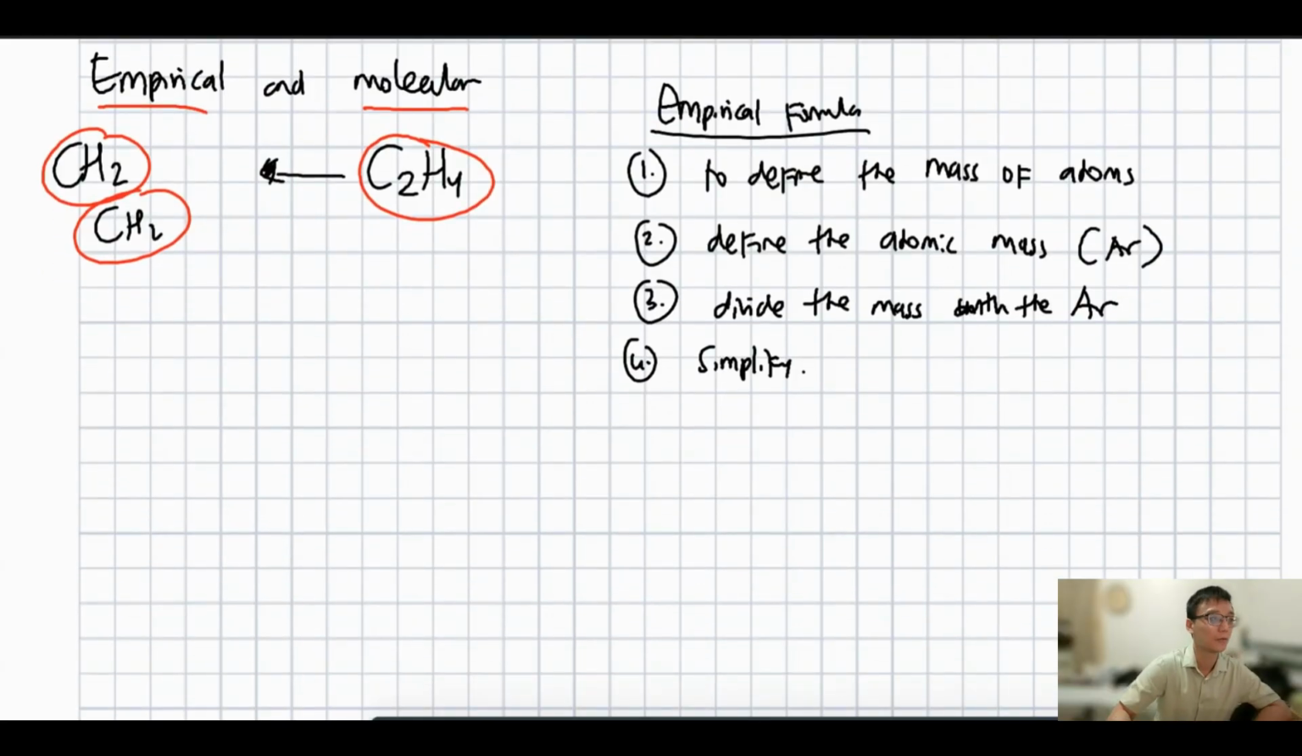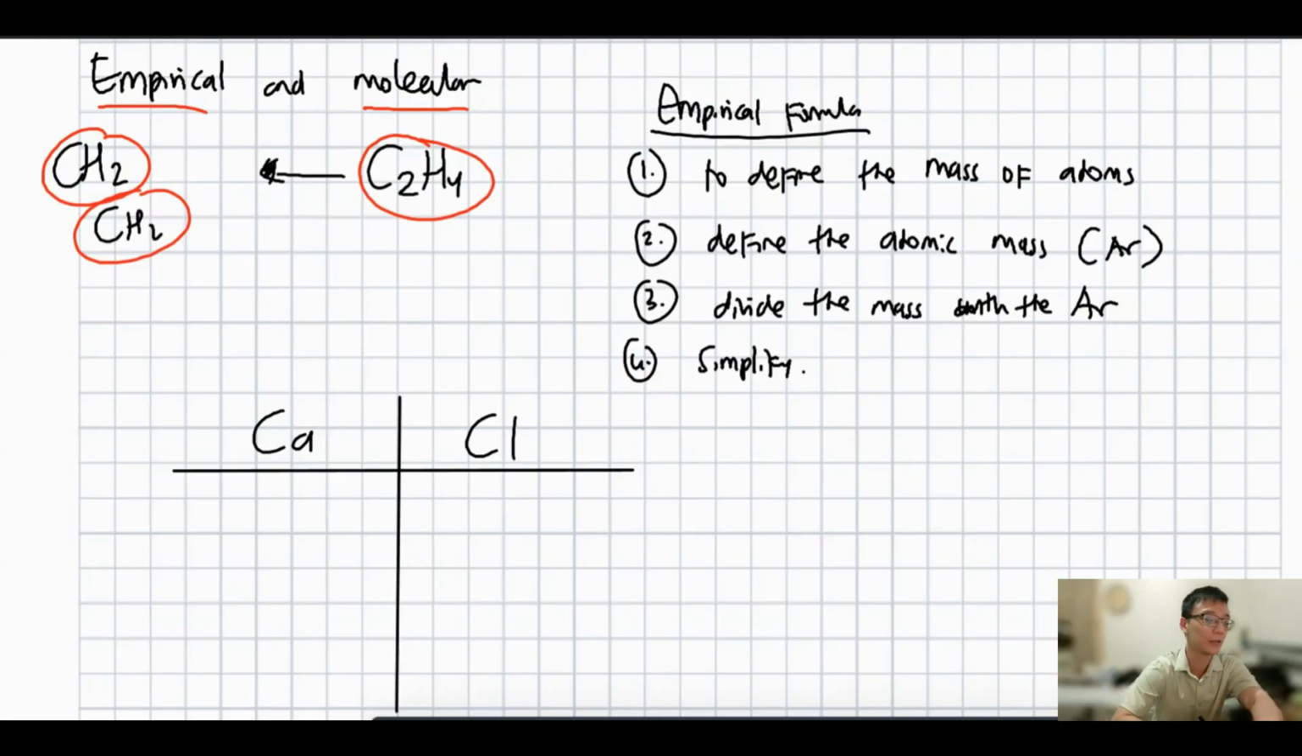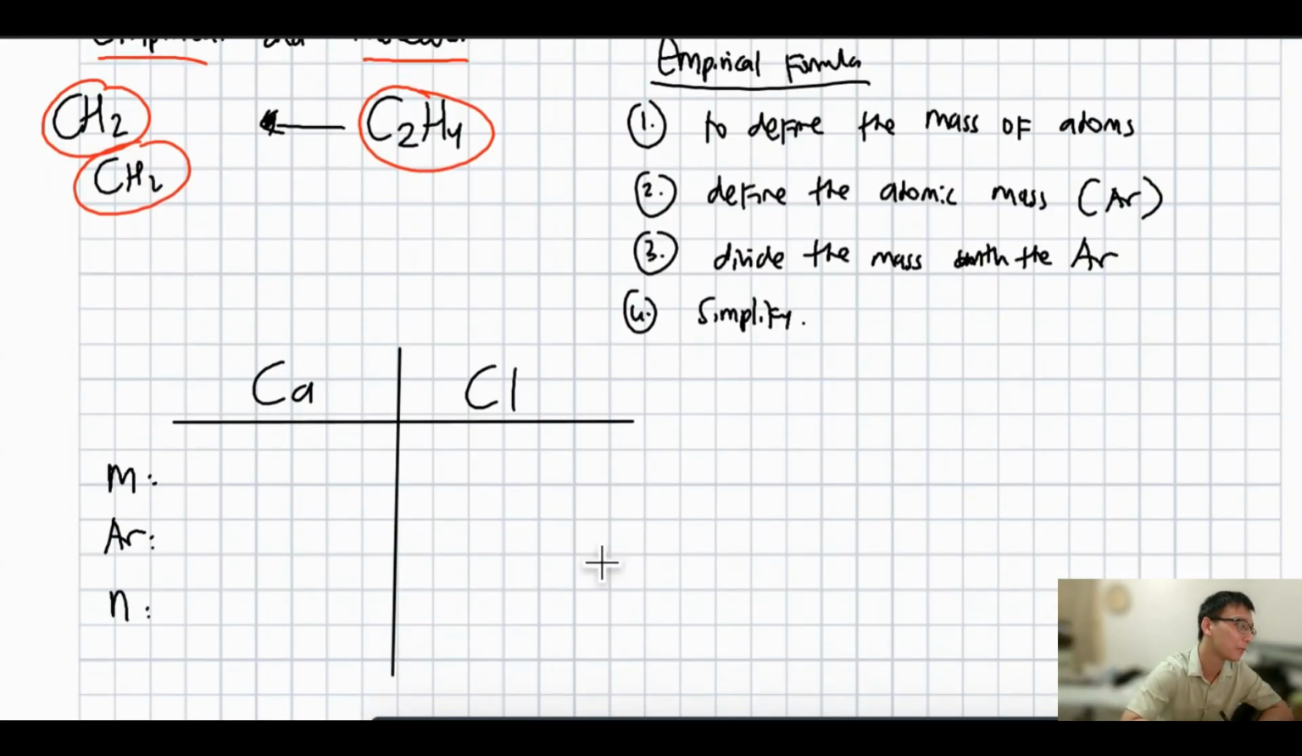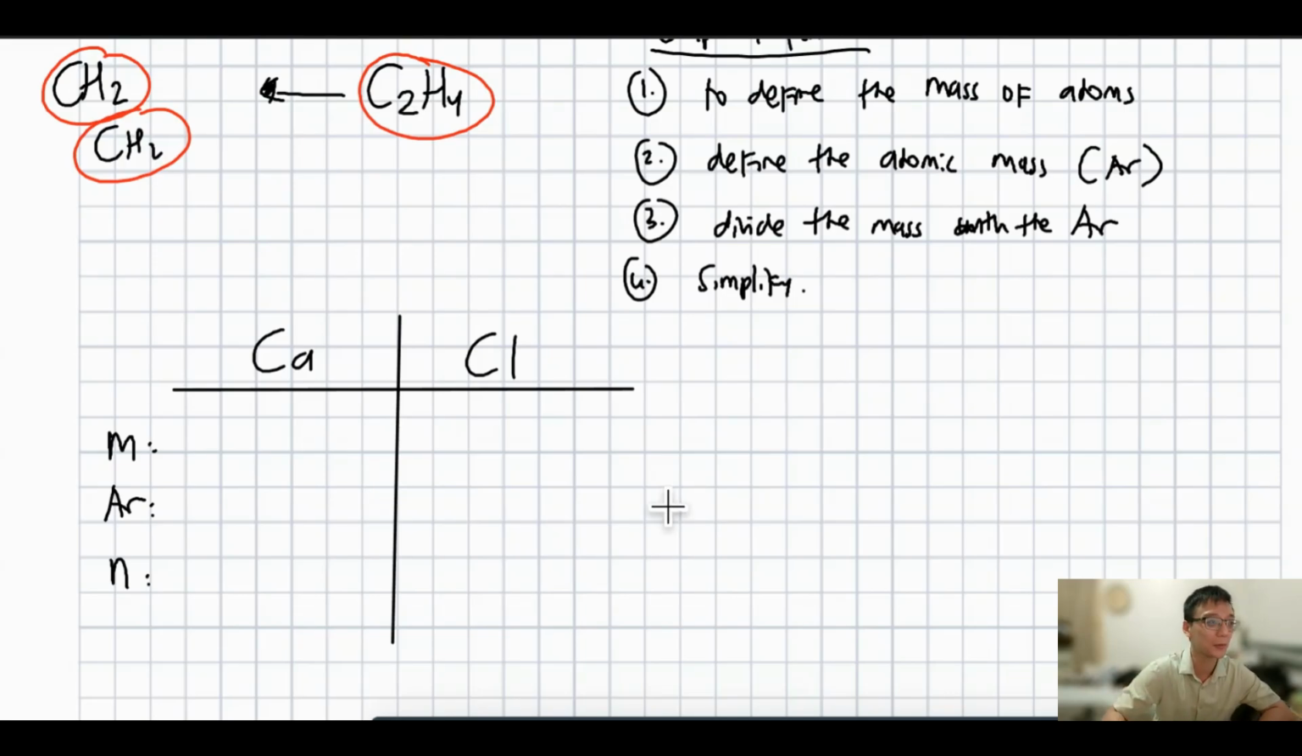simplify. For example, you're given calcium and chloride. This is a simple example. So I suggest that you make a table. Always make a table because it will make your life easier. So write down mass, AR, and mole. Because mass divided by AR is mole. So let's say that you're given 0.9 gram of calcium and then you're given 1.6 gram of chloride. So this is provided by the question.